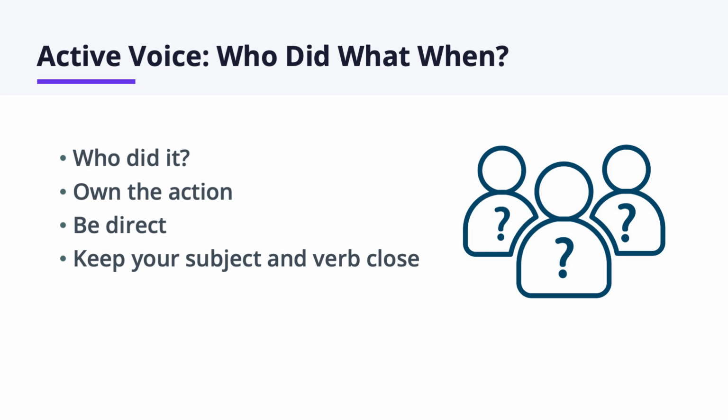Sometimes this is hard when you're operating in the public eye because it feels like you're putting yourself out there. You're really owning what happened. You're saying, our department made this decision, or our department made this recommendation. Our group thinks this is the best course of action. But it's better to be direct and keep your subject and your verb close, and let's talk about who is doing what.